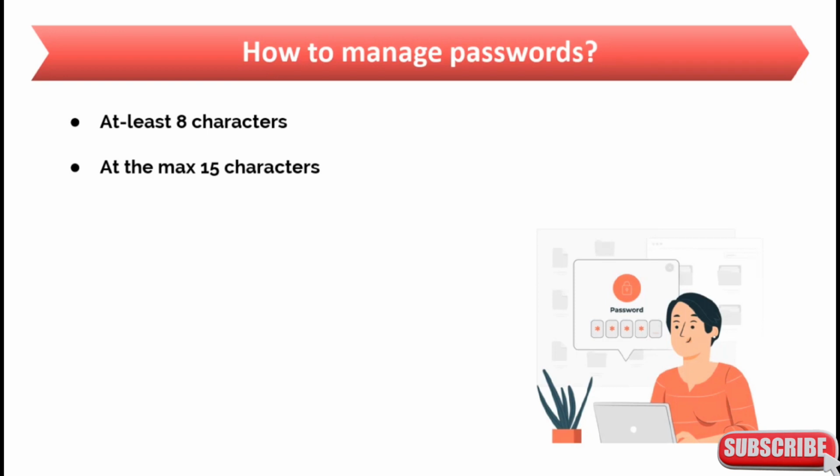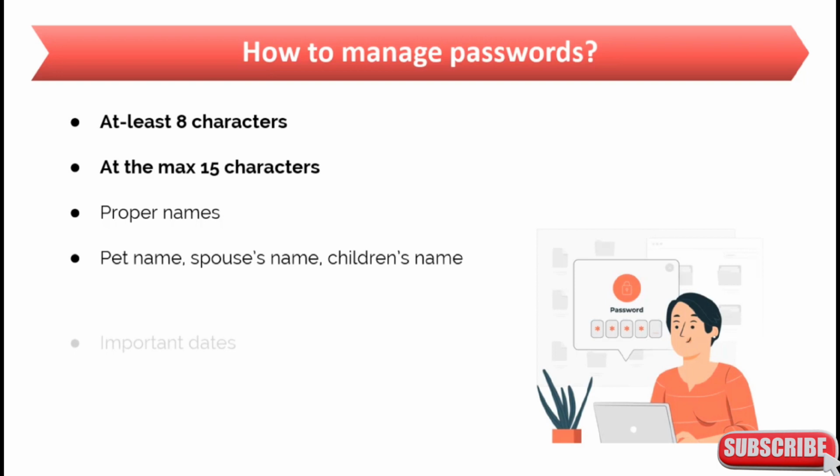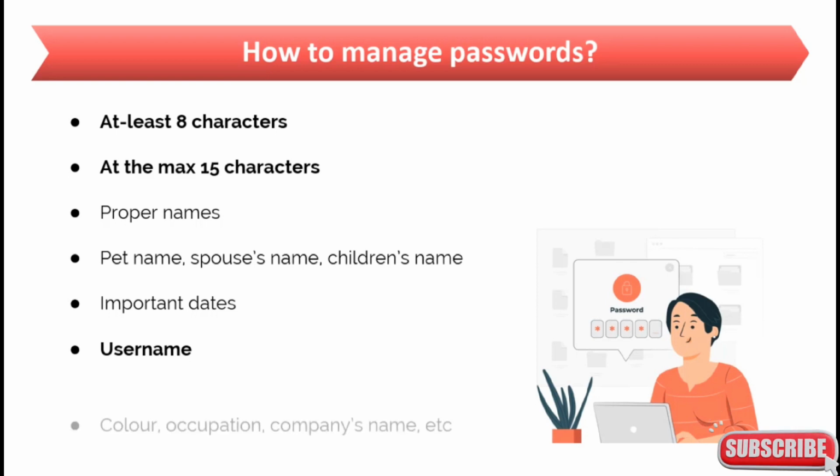Now, the upper limit depends on the capabilities of your operating system and the ability of your users to remember the complex password. So let's have a weak list for passwords. Never use them. Never include proper names. Never include pet names, your spouse's name, children's name, your mother's name, your father's name, any important dates, and do not include the username in your password.